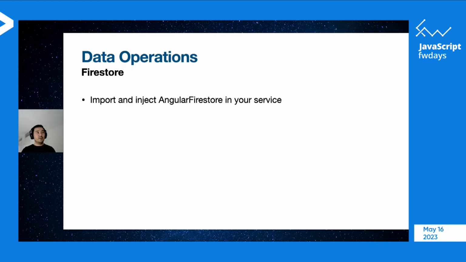And for Firestore, it's quite similar. We import and inject the Firestore service, assuming we called it afs, Angular Firestore. For reading data, we set the path to the document, and we say afs.doc, again valueChanges. This returns an observable that streams the data.